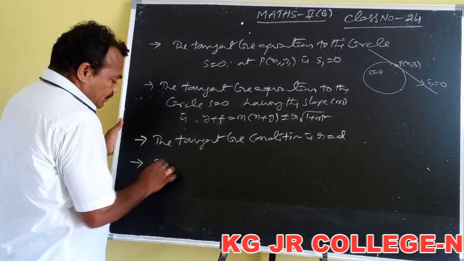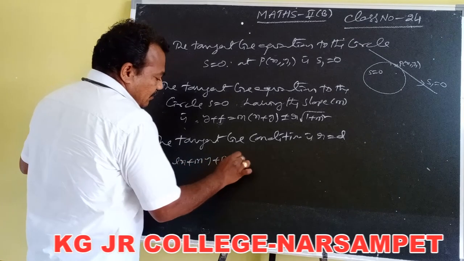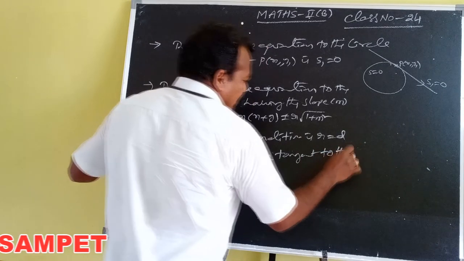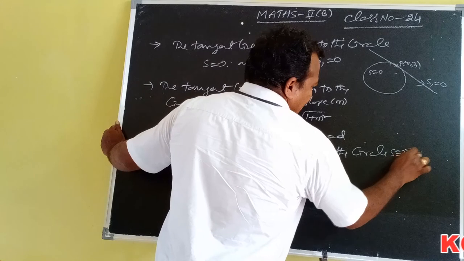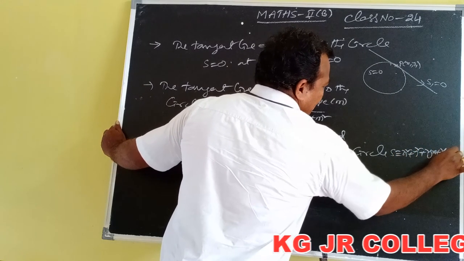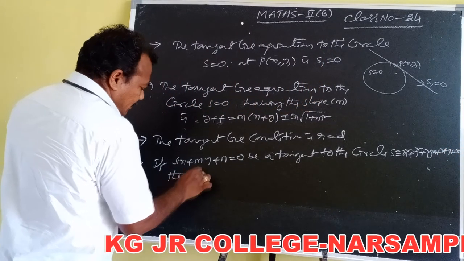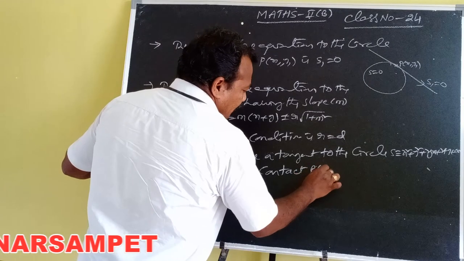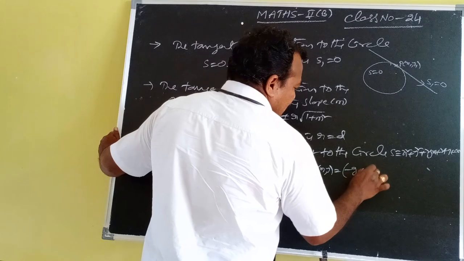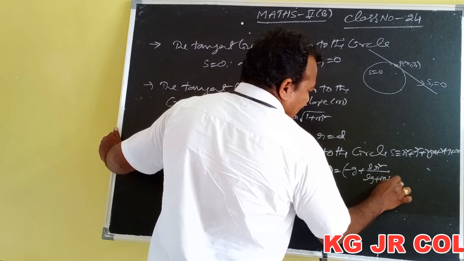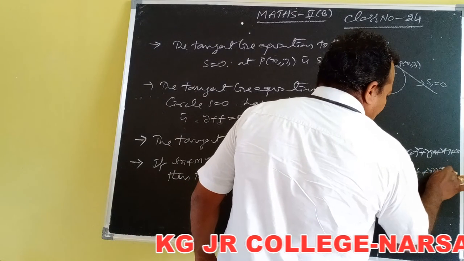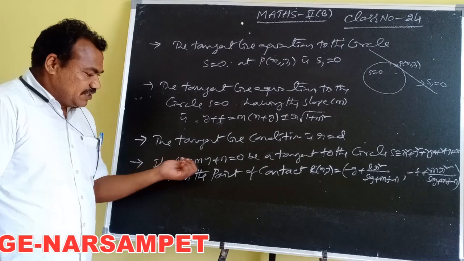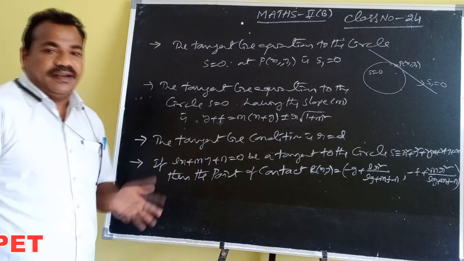If the line lx + my + n = 0 is a tangent to the circle S = x² + y² + 2gx + 2fy + c = 0, then the point of contact coordinates are (x, y) = (−g + lr²/(lg + mf − n), −f + mr²/(lg + mf − n)). Yes friends, so if the line lx + my + n = 0 is a tangent to the circle, then we can find the point of contact coordinates.